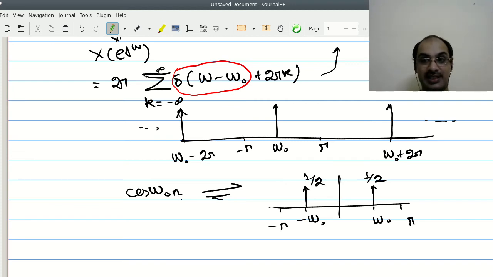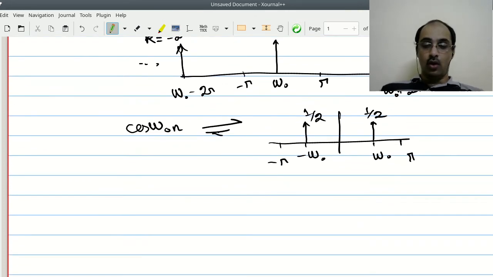Of course, there is a catch. These DTFTs involve the use of impulses, and that leads to slight issues which you can think about in later courses. But for now, this is the way to define DTFTs. Okay, great. What about something else? What about u n?